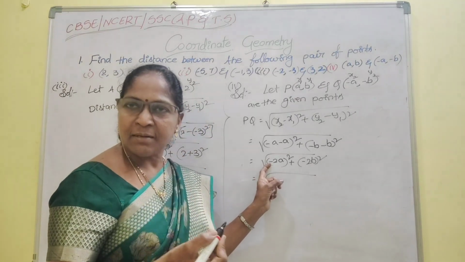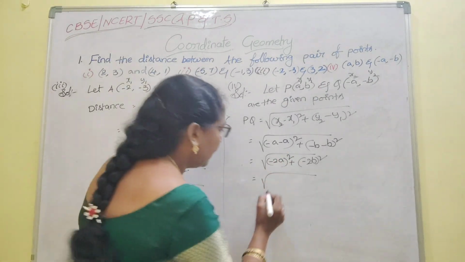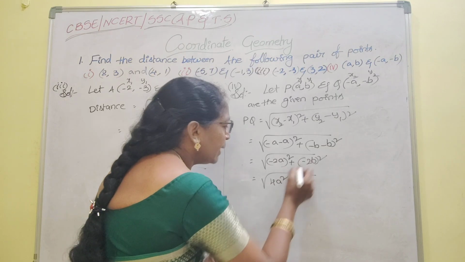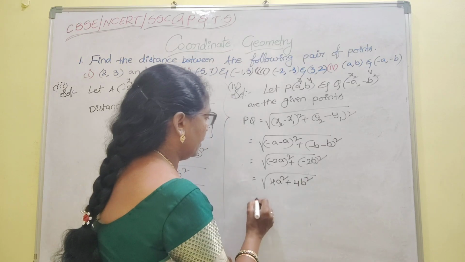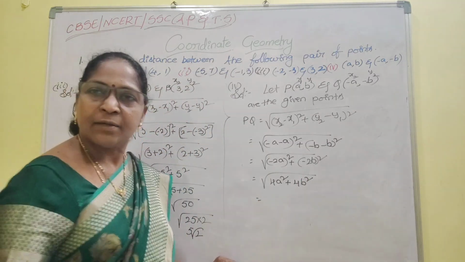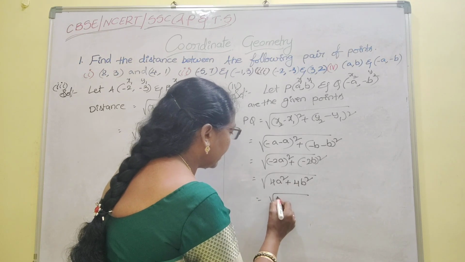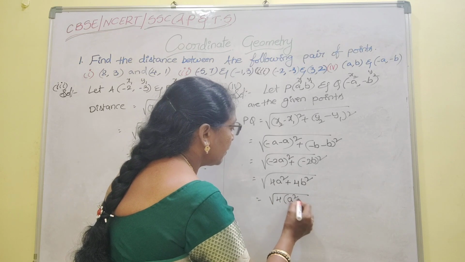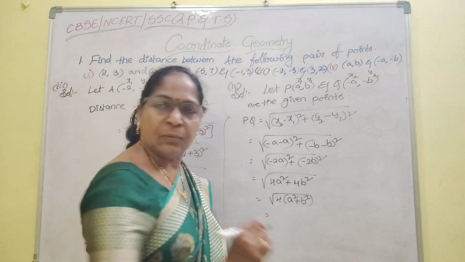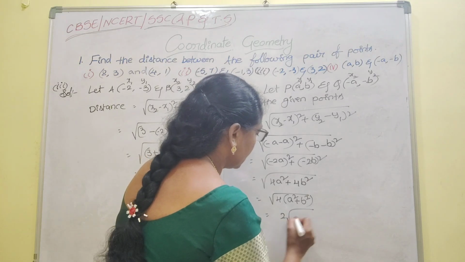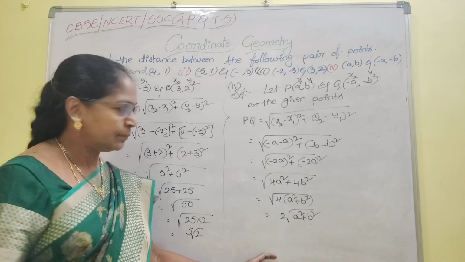That equal to square root of, so first the sign, minus into minus plus. 2 square equal to 4, a into a is a square, that means 4a square, like that here also we will get plus 4b square. That equal to 4a square plus 4b square. This can be written as, you can take 4 as common, 4 into a square plus b square. Then square root of 4 equal to 2, so 2 root of a square plus b square. This is the answer. Is it clarified?